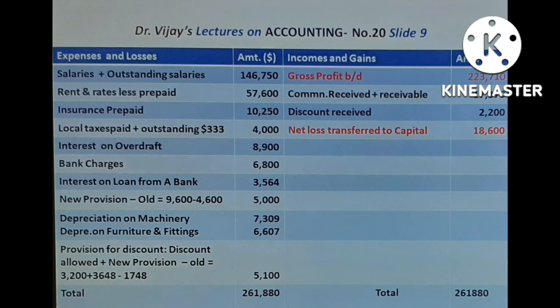Under the credit side, the first item is gross profit, which is brought down from the trading account, 2,23,710. And then commission received plus receivable for 1 month, 17,370. Discount received, 2,200. As the expenditure side is more, that weighs more, there is net loss. So net loss transferred to capital, 18,600, comes on the credit side.